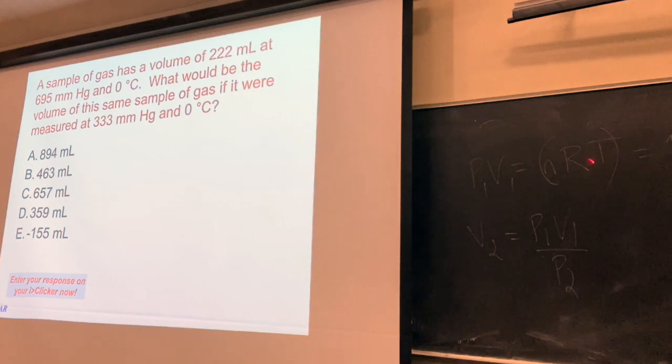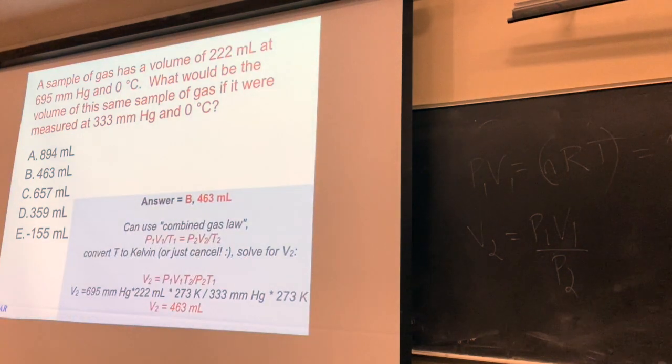Because if you do the N, then you use R, and then you have to go liters and atmospheres and Kelvin and all that stuff. So lazy chemist me, I would go P1 in millimeters of mercury times V1, this number, and divide it by the new pressure. And that comes out to be 463 milliliters. Now, I put up here the Kelvin temperatures because I want to remind you that this works really well if you're just changing pressure and volume. You don't have to go to atmospheres and liters.